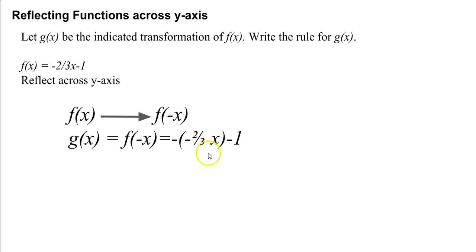And so then we get negative 2/3 times negative x, minus 1. So we're going to distribute our negative sign. Two negatives are going to make a positive. And so we end up with g of x is equal to 2/3 x minus 1. So this is our new rule for g of x. And I'm going to graph this so that everyone can get a visual. But unless the directions state that you need to graph it, this would be as far as you'd have to go, because we have our rule for g of x.